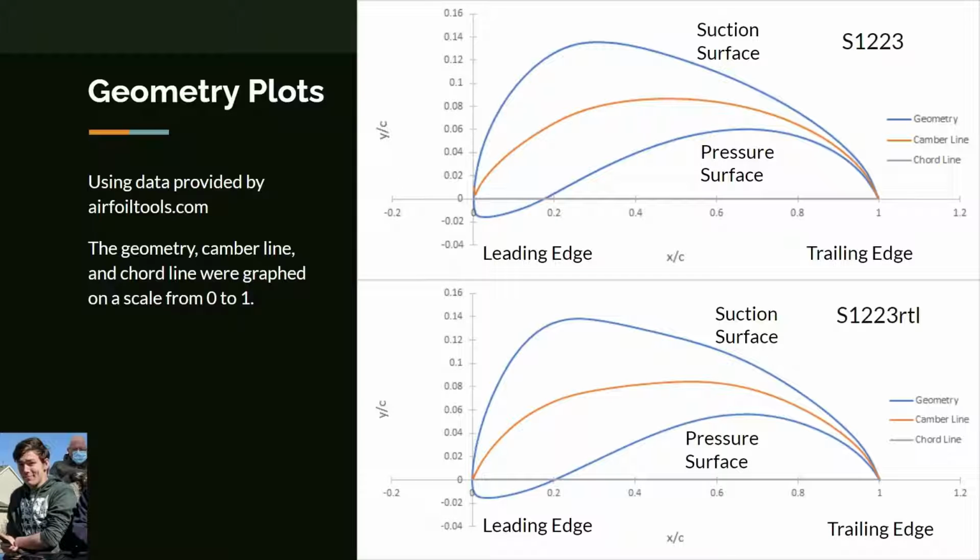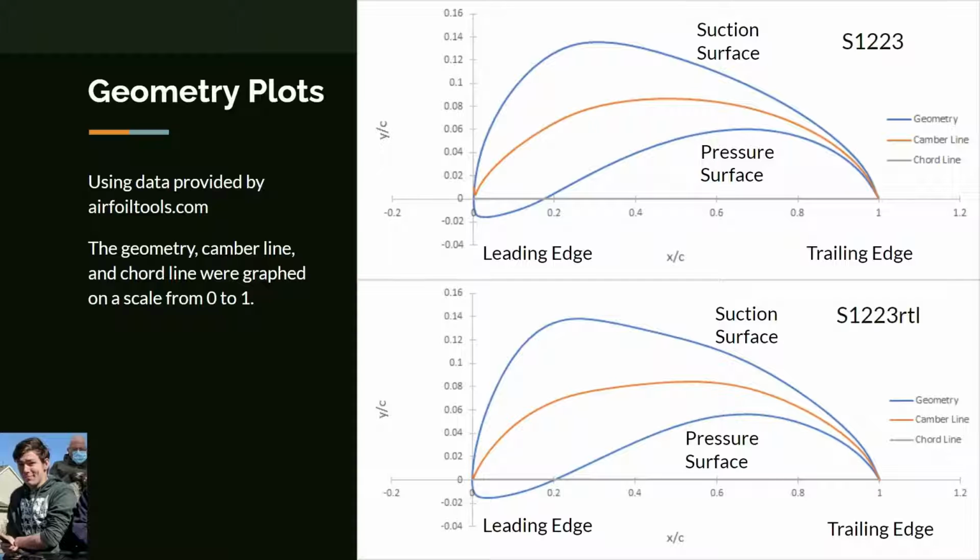This lab deals with two selections of wings, the first being the S1223 and the second being the S1223 RTL. The geometry was given as a reference from airfoiltool.com, and the plots of the wings' geometry are on a scale from 0 to 1, derived from the dimensions of the wing being divided by the chord line. With the scale, the leading edge is at 0 and the trailing edge is at 1 for both wings.